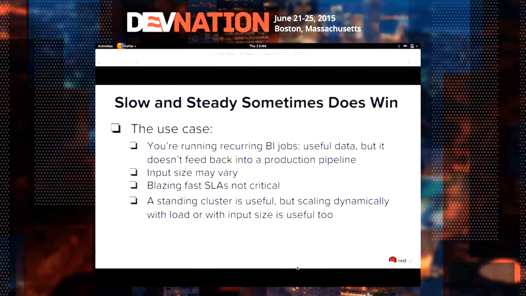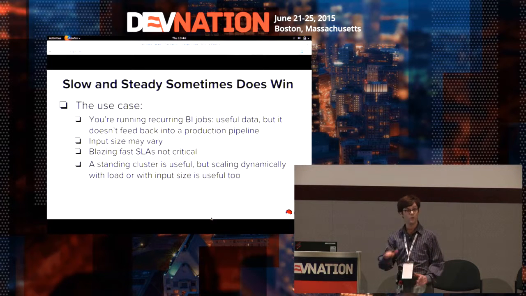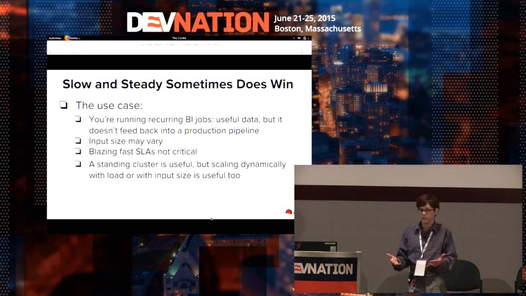Okay. The next case that we're going to talk about is BI specifically. I'm calling this use case BI, but it doesn't have to be BI. Basically, what we're talking about here is any use case in which you're running a recurring job against your production data set that doesn't have to feed back into production in a particularly low SLA context. Right? You need this data. It's useful. It can take time.